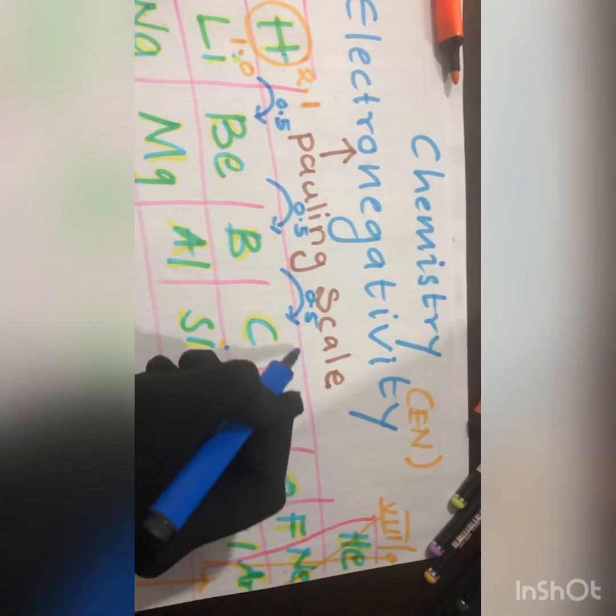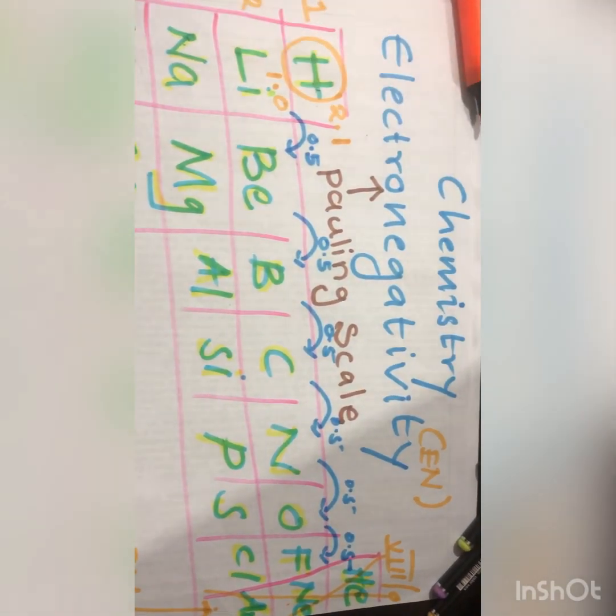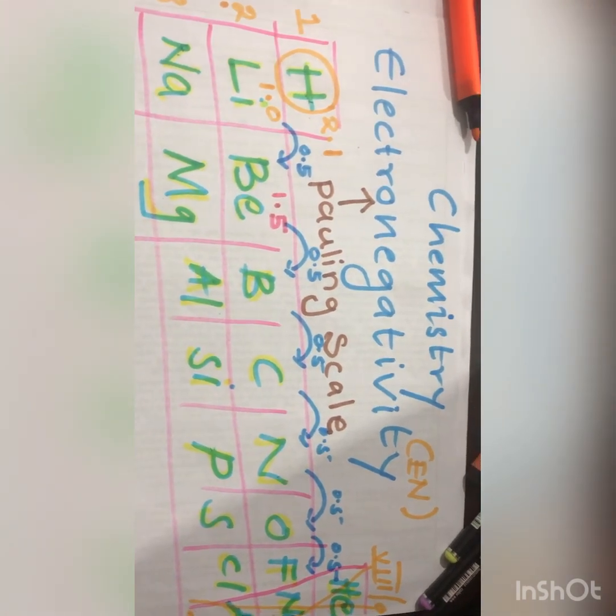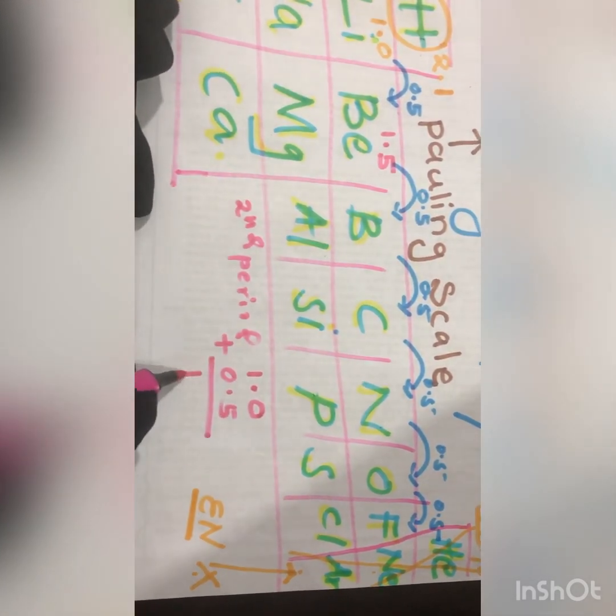What's happening here is, you just have to keep in mind one simple thing: in the second period, it is increasing by 0.5. You have to remember only that. If you remember that, there's no need for memorizing. If it is increasing by 0.5, and lithium is 1, this will be 1.5. Hope everybody is good in mathematics. In the second period we are adding 0.5, so 1.0 with the addition of 0.5 becomes 1.5.